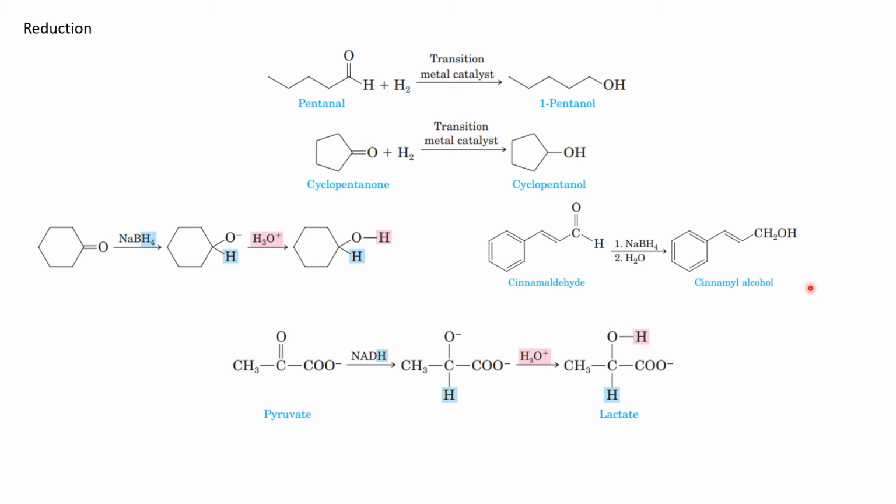In biological systems, the agent for the reduction of aldehydes and ketones is the reduced form of the coenzyme nicotinamide adenine dinucleotide, abbreviated NADH. This reducing agent, like sodium tetrahydroborate, delivers a hydrogen to the carbonyl group of the aldehyde or ketone. Reduction of pyruvate, for example, by NADH gives lactate.